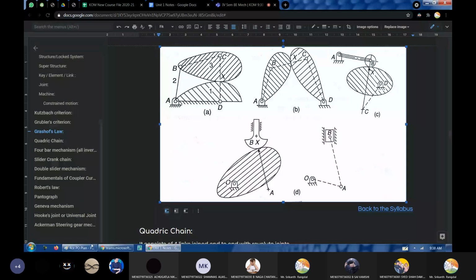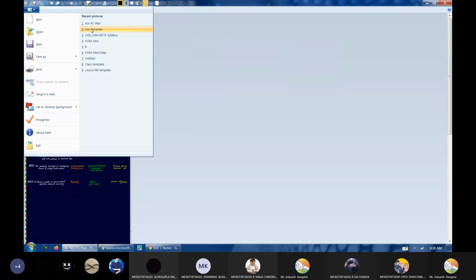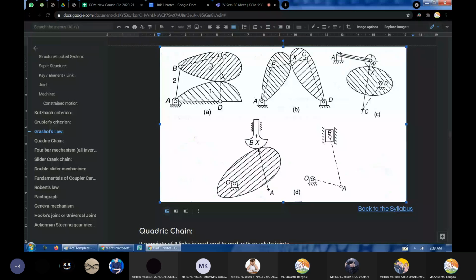What is a half joint? A half joint doesn't have a link. You see there are three links here, counting has also been shown. This is the first link, second and third link. So links are of course there.